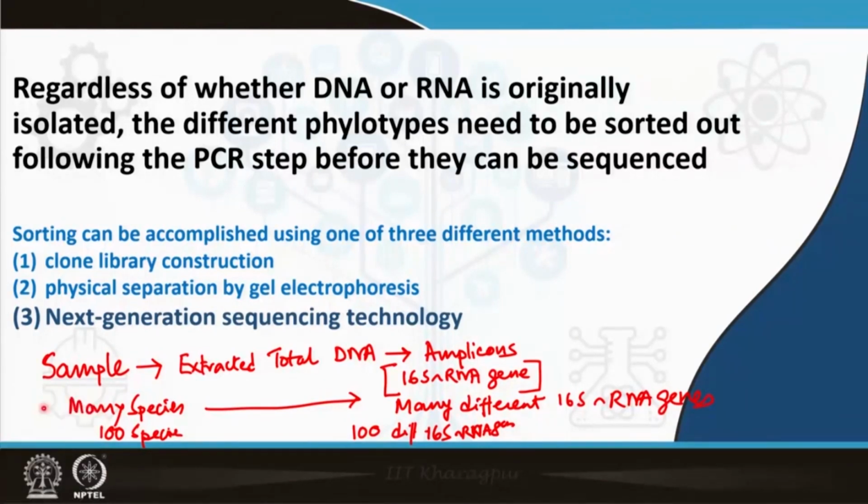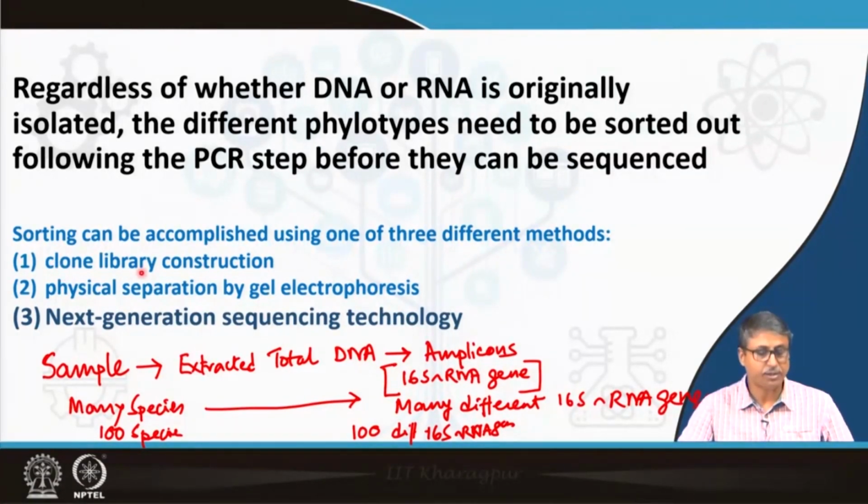We have already discussed in our earlier lectures that these can be segregated by clone library construction or a method like denaturing gradient gel electrophoresis, which is the physical separation on the gel. And then there is a very interesting and very advanced method that we are going to discuss today, the next generation sequencing technology. All these methods allow us to decipher the different types of 16S rRNA genes, because that is the gene that we are targeting in this case.